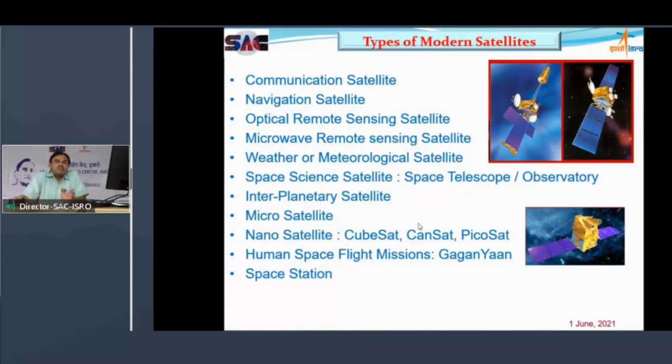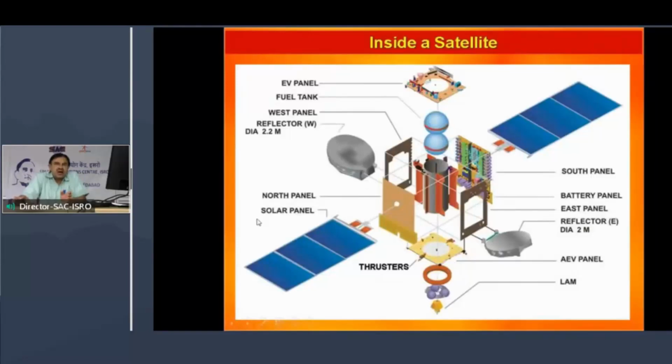And last but not the least, India also has planned to develop its own mini space station. Like you have Space Station Alpha, which has been made by the USA and some of its partners, where India is not participating in the ISS, India has its own plan of making its own space station. So this is how a satellite looks like.